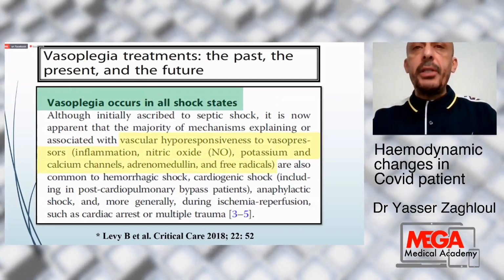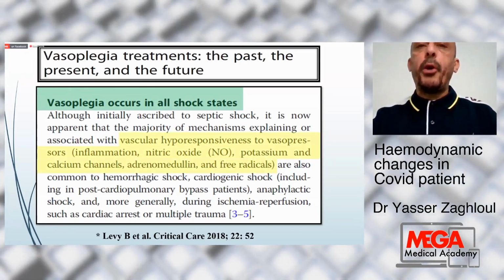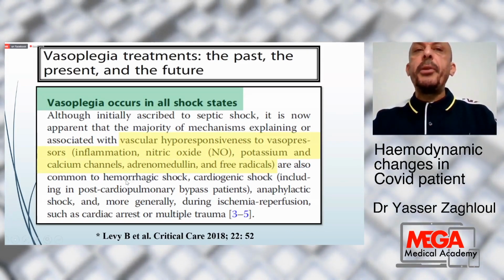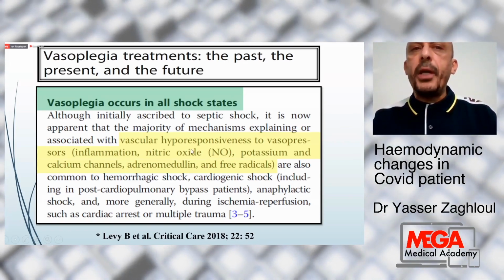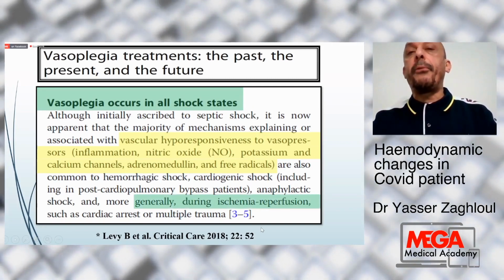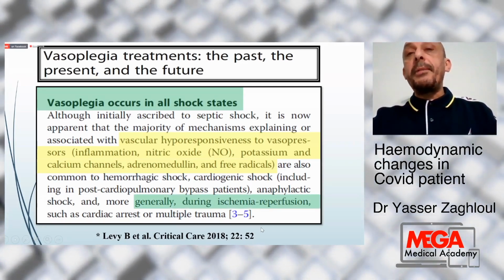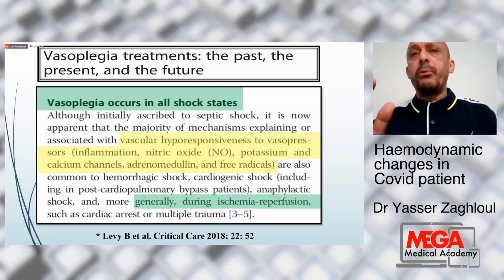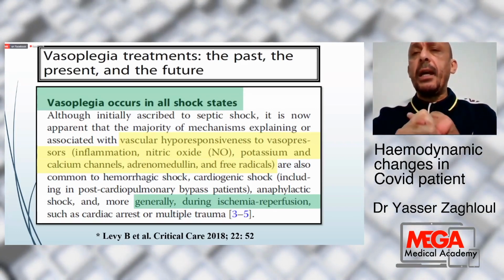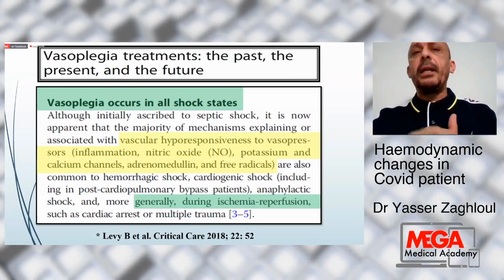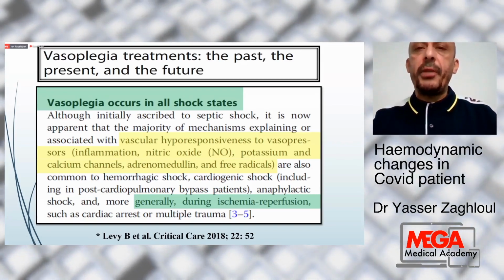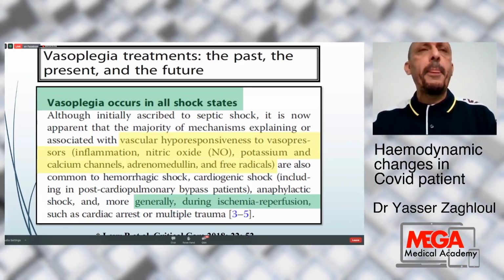We have to talk again about vasoplegia, this poor response to catecholamines, and it is common in all types of shock, especially with inflammation, the presence of nitric oxide, and during ischemia reperfusion as well. There is a lot of talk about vasoplegia and how to treat it. It may need separate lectures, but the most common causes are acidosis, anemia, and the presence of ischemia reperfusion injury, especially also in patients after cardiac bypass.